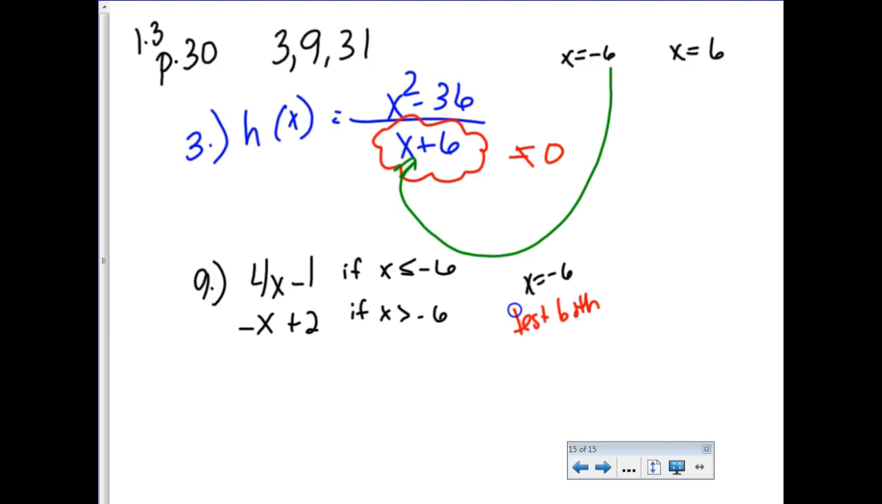Test both pieces by plugging in negative 6 here and here, and it's continuous if you get the same output value. So if you get the same y value, then yes, it's continuous. If you get different values, it's not continuous, or discontinuous. And by the way, that's called a jump discontinuity if you run into that.